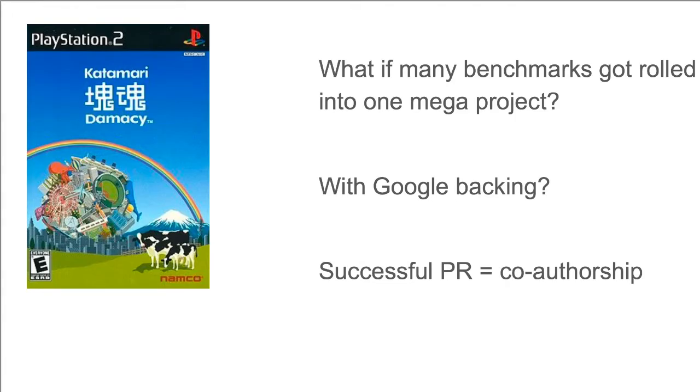So the concept that came up around this was, what if many of these benchmarks got rolled into one mega benchmark? And Google was in a unique position to do that. And what they promised was, if you write a benchmark that's its own thing, or you've published it somewhere else but you're rolling it in now, a successful pull request would equal co-authorship on their final paper. This is a rather interesting model.